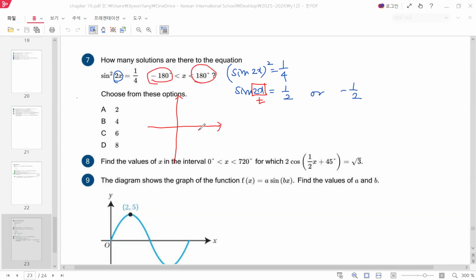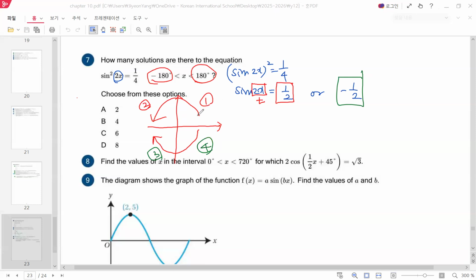It means that clockwise direction half turn, anti-clockwise direction half turn. Do you understand? Okay, then sine is a positive value. Which quadrant? First and then second quadrant. And sine is a negative value. Which quadrant? Third and the fourth quadrant.